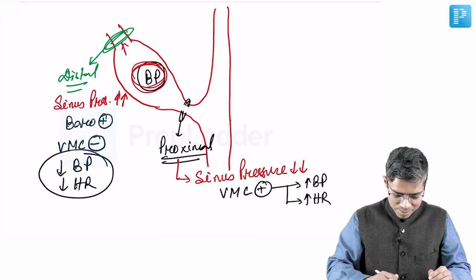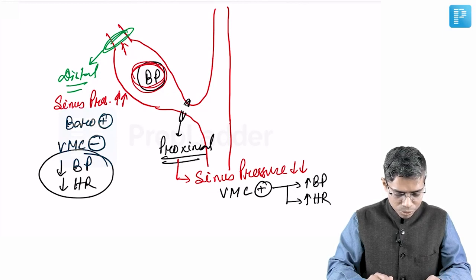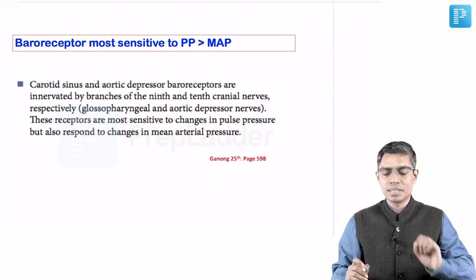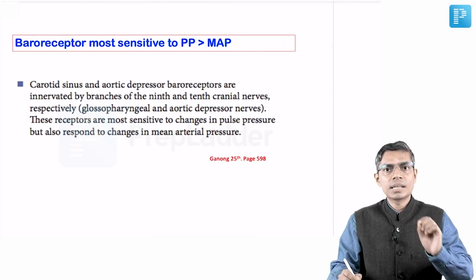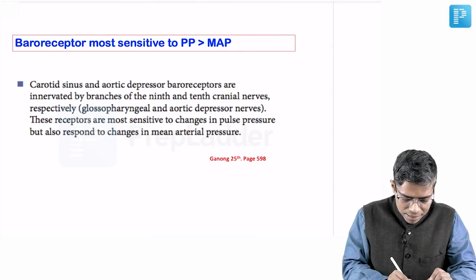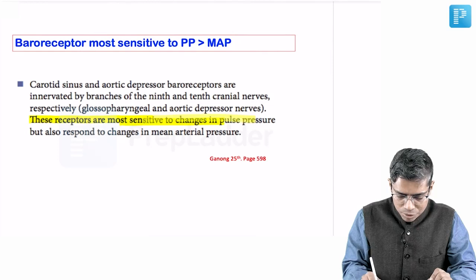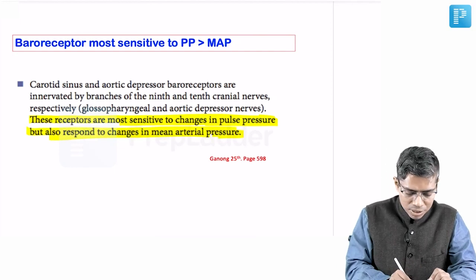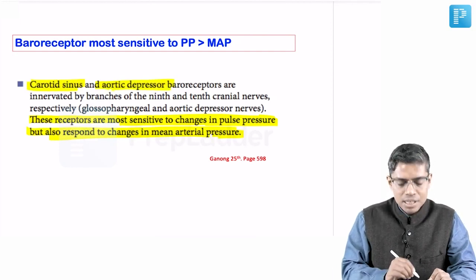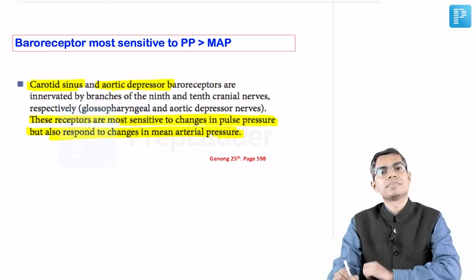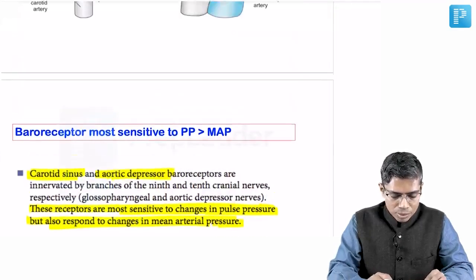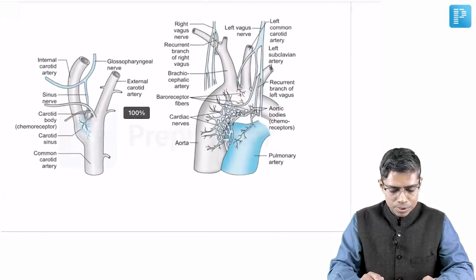So now we have discussed many things. Before going to the next discussion, I am going to show you this genome. Here I told you that baroreceptor is most sensitive to pulse pressure. It is written that these receptors are most sensitive to change in pulse pressure but also respond to change in mean arterial pressure. Which receptor? Carotid sinus and aortic arch depressor or baroreceptor, right? So they are most sensitive to pulse pressure. Never forget this.